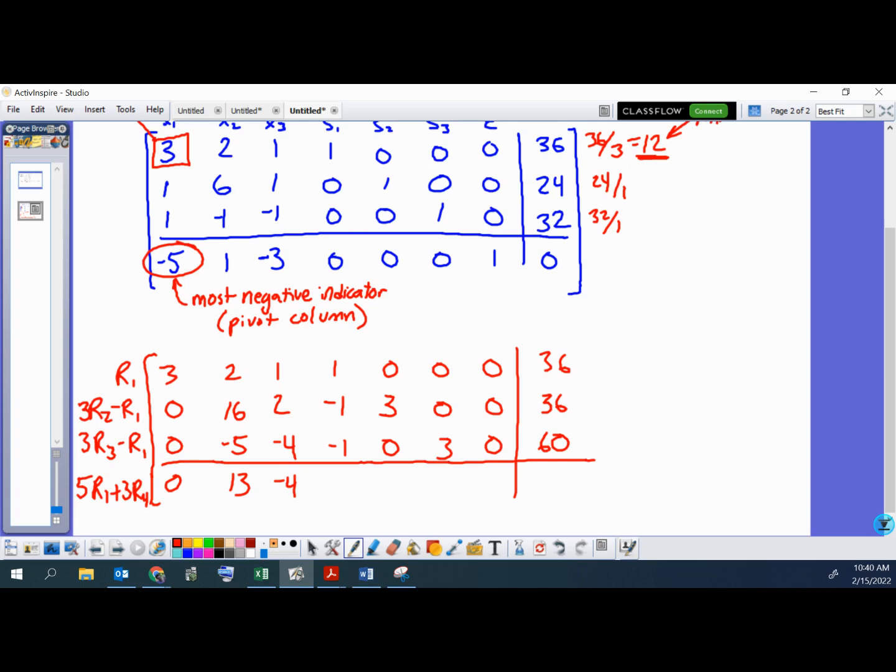Wait, did I do that right? Yes, I did. 5 times 1 plus 3 times negative 3. Yep. Okay. And then, 5 plus 0 is 5. 0 plus 0 is 0. 0 plus 0 is 0. 0 plus 3 is going to be 3. And then 5 times 36 is 180 plus 0. All right. So there's my step after my first pivot.